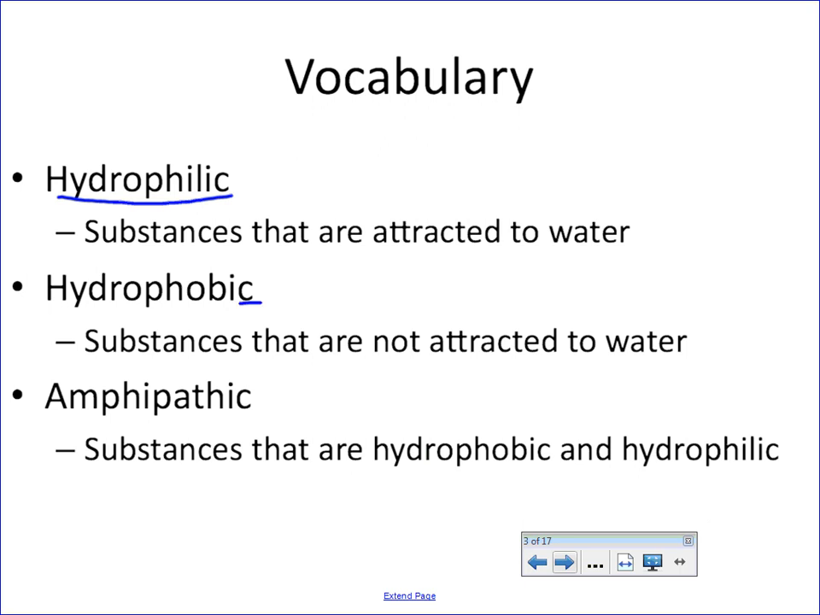Molecules that are described as being hydrophobic are substances that are not attracted to water, and they will look to stay away from water or will be repelled by water. And then you can have molecules that have both hydrophilic and hydrophobic properties, and these substances are described as being amphipathic. So there are parts that will interact with water and parts that will not be attracted to the water.